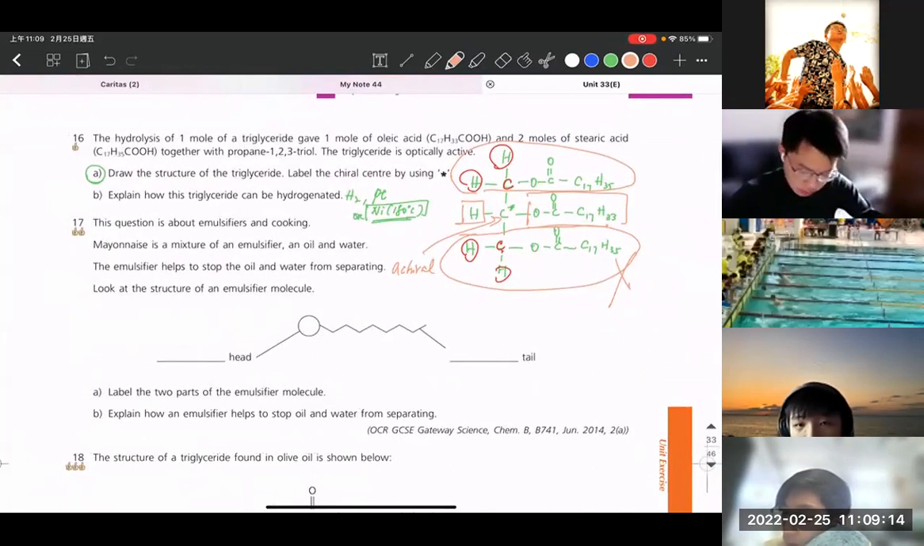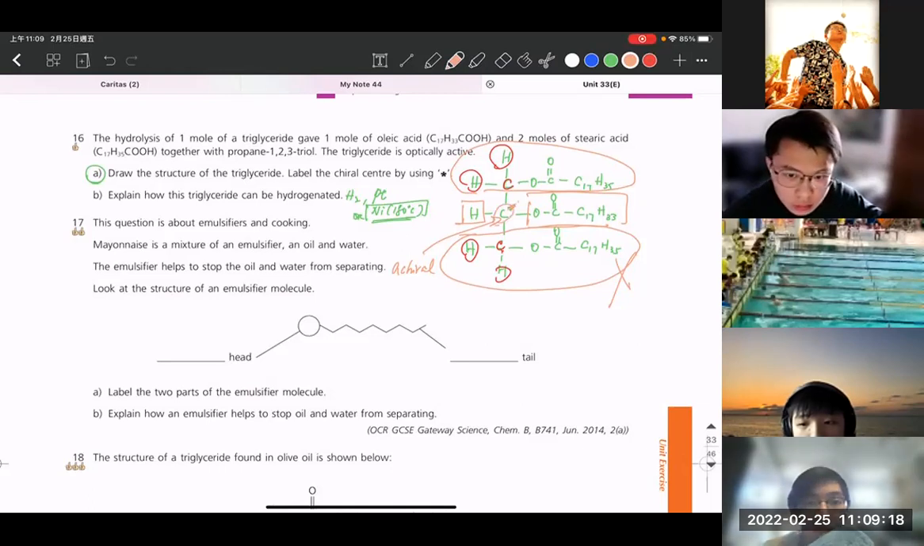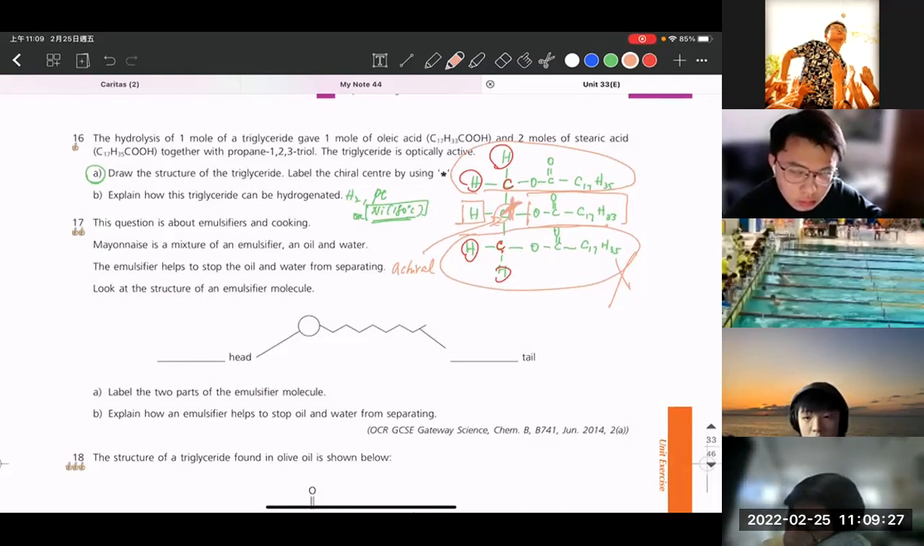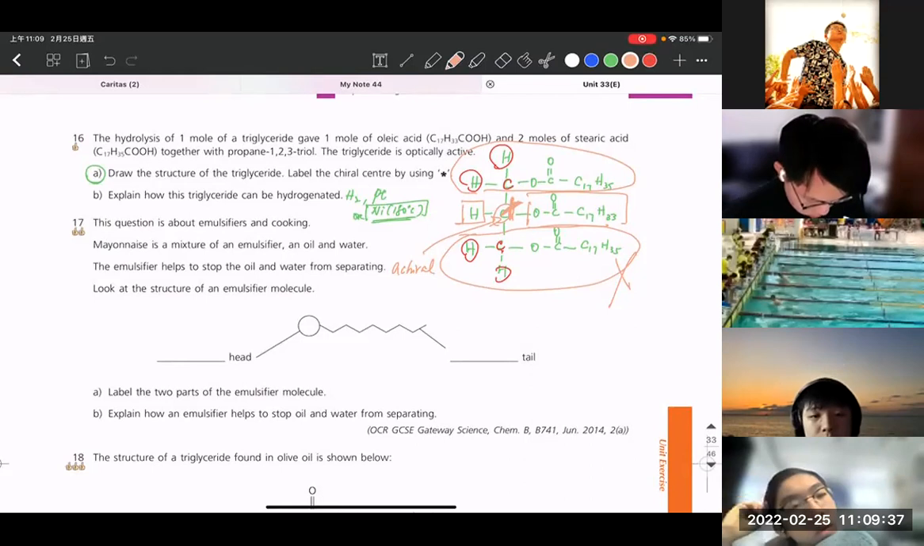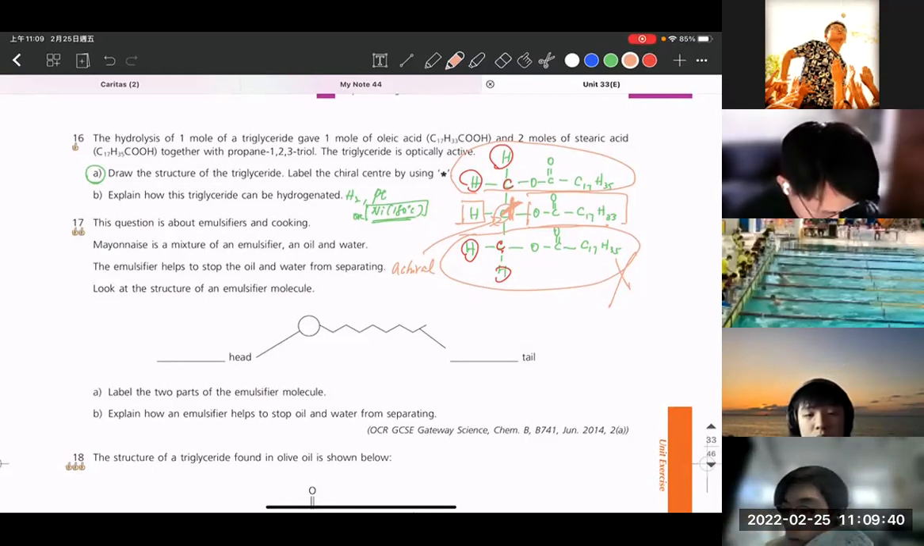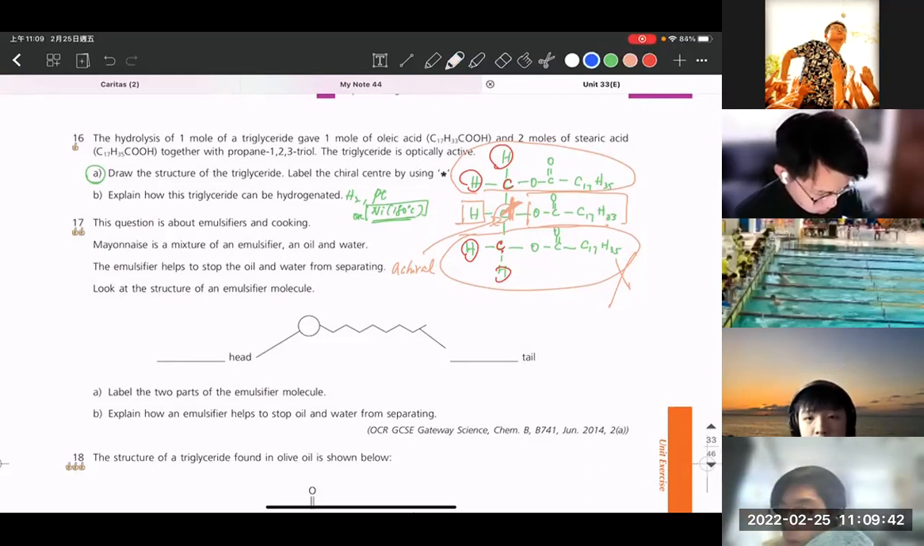Is this carbon chiral or achiral? It's not chiral, right? Remember, because for the top and the bottom circles, they are the same. Okay, is it clear?